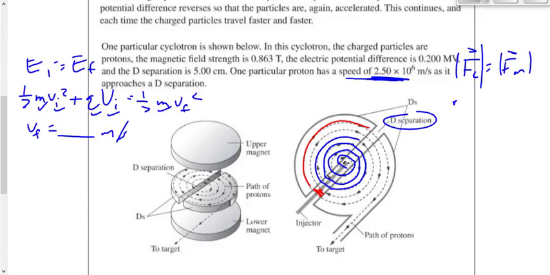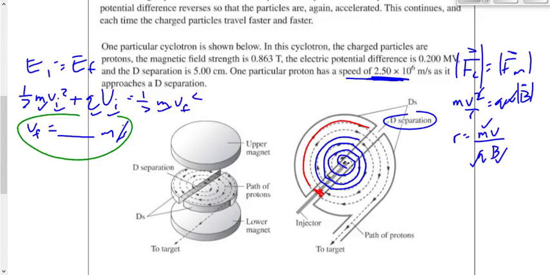So we're going to say mv squared over r equals qvb. One of the v's cancels. I'm going to solve for r here because it gives me mv over q times b. I know the mass of the proton. I know the charge of the proton. I know the magnetic field is given to me. I can solve for v over here and then sub it in right here, and I can solve for r. Got it? Good. Done this question.